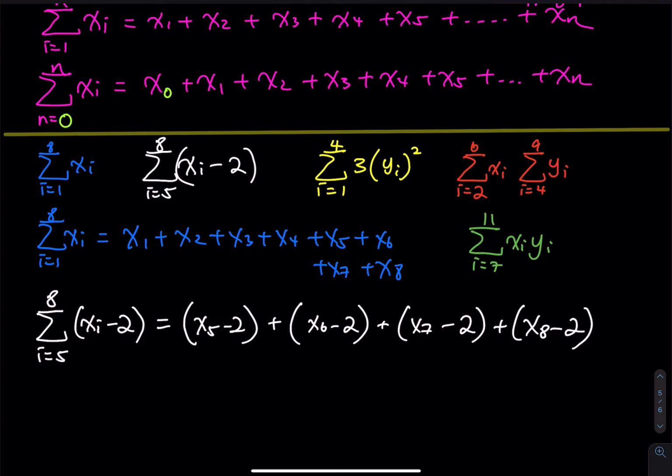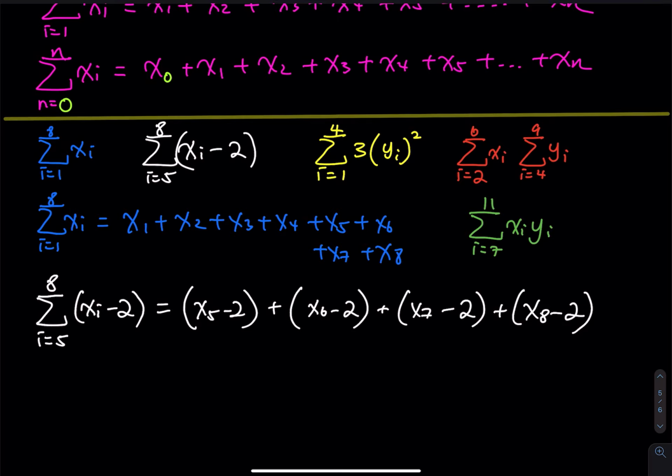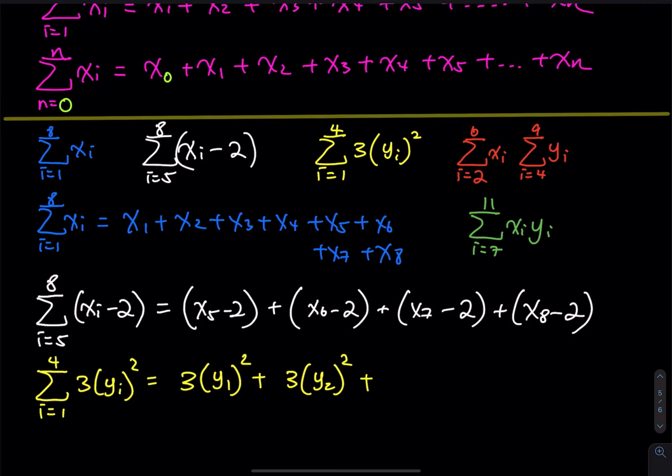And then the next one is in yellow. That is 3 times i squared, i goes from 1 to 4. All right, so this is the summation, i goes from 1 to 4, and then 3, and then i squared. So i equals 1, that will be 3 times y1 squared. And then i equals 2, y2 squared, and then i equals 3, y3 squared, and then i equals 4, y4 squared. So the 3 has no index, so 3 is always equal to 3.